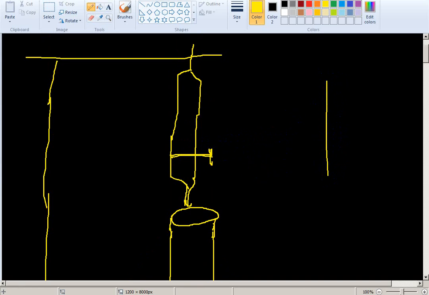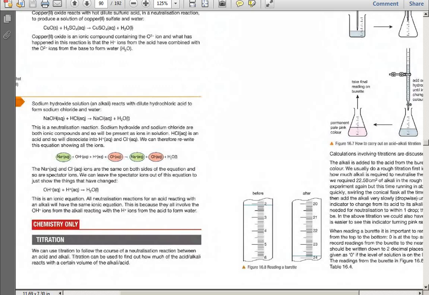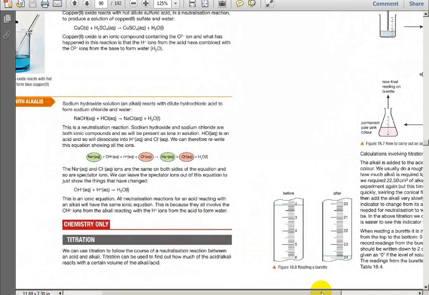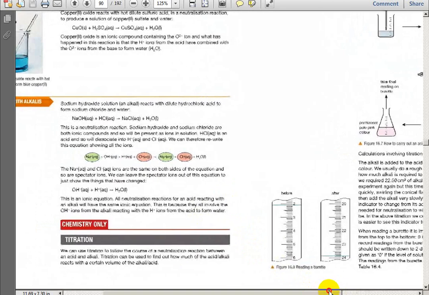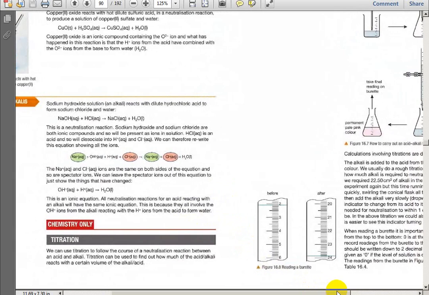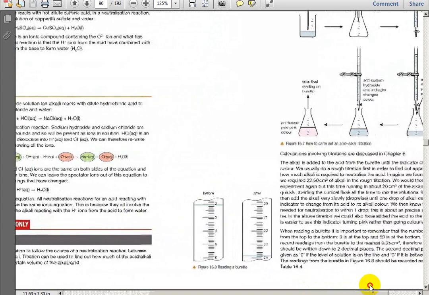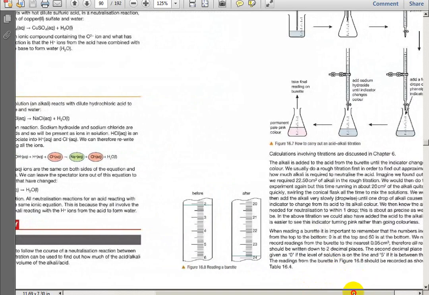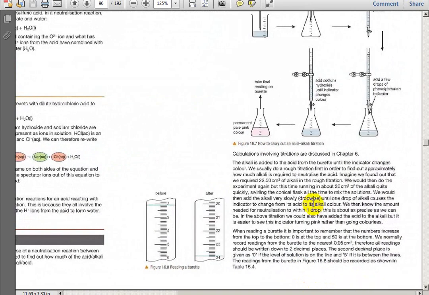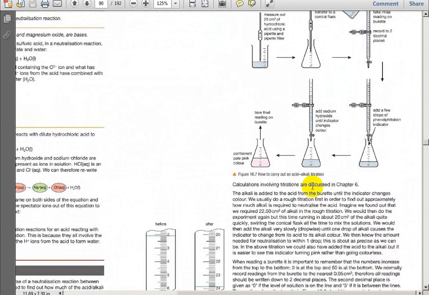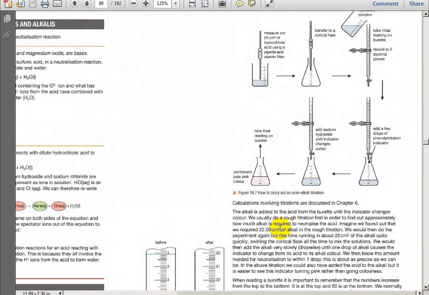Titration. What is called titration? Do you know? Titration is a process by which we find out the unknown concentration of a substance by using a substance of known concentration. Look, this is titration. We will carry out titration of acid versus alkali.